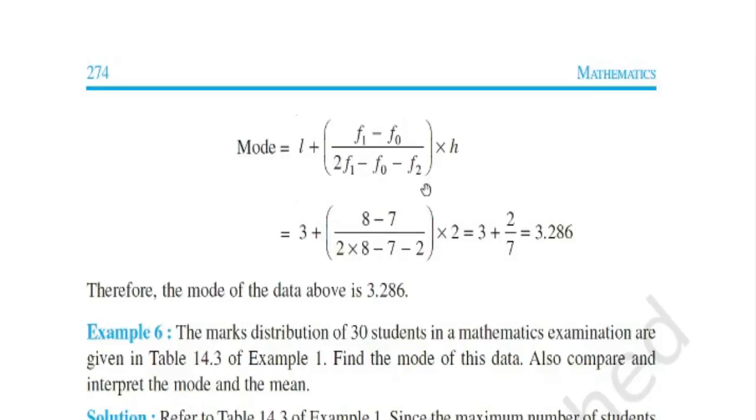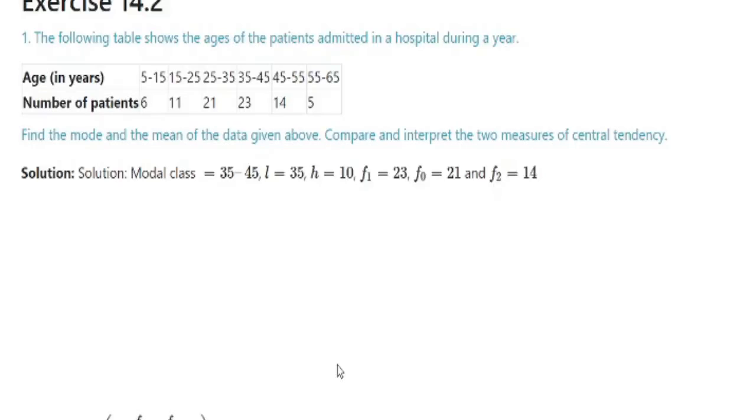Now we can look at the questions in the exercise given in the NCERT book. Exercise 14.2. In exercise 14.2, the first question: the following table shows the ages of patients admitted in a hospital during a year. The table gives age in years and number of patients. You have to find the mode and the mean of the data and compare and interpret the two measures of central tendency.